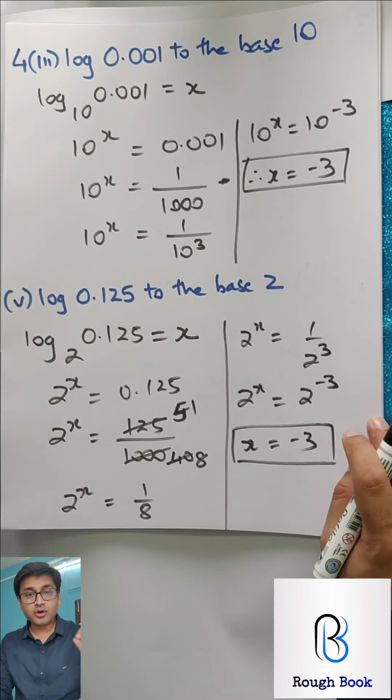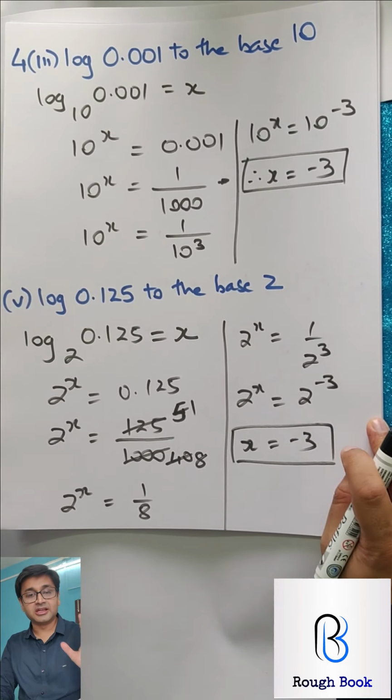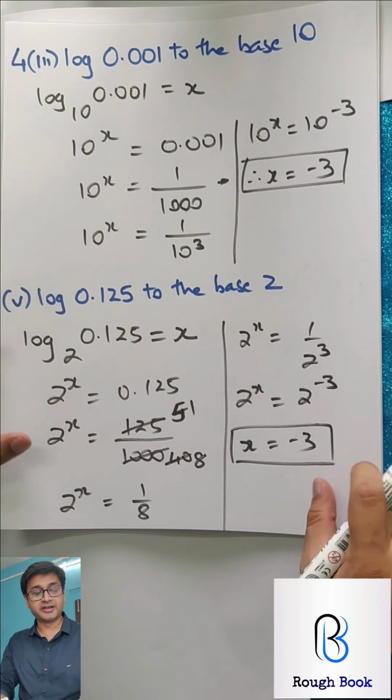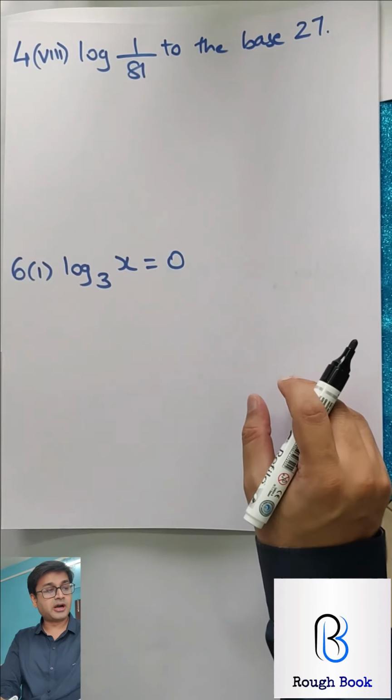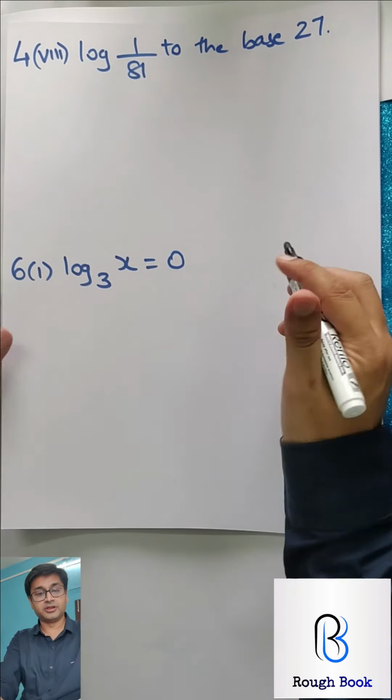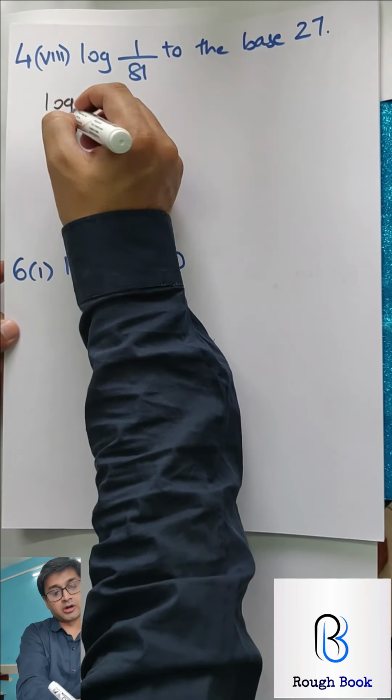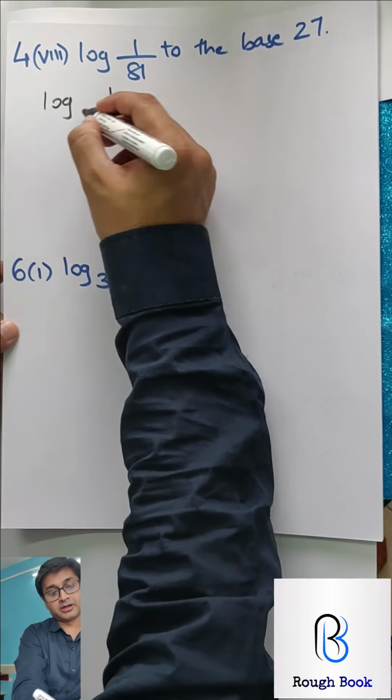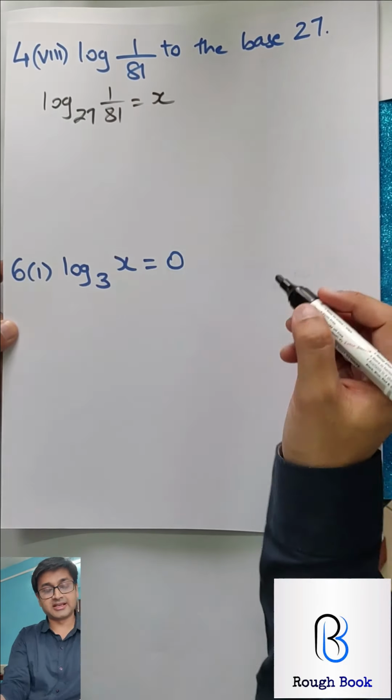Simple. We are going to use the same things again and again. Nothing new now. So come on, hit it with the next one. 4 part 8. Who's getting it for me? Come on, everyone. Log 1 by 81 to the base 27 is x.